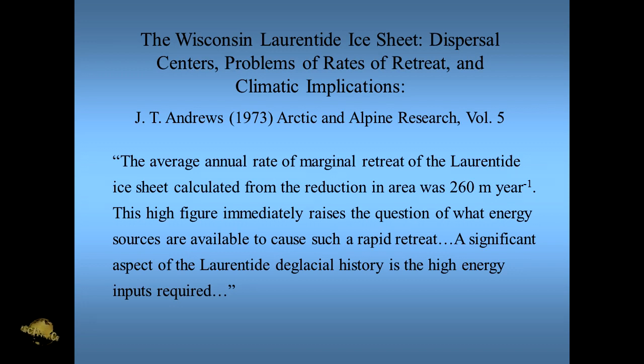And this has created the energy paradox. The energy paradox first emerged back in 1973, when they were still allowing 15,000 or so years for the whole process. If you get rid of this ice cap in 15,000 years, it has to recede 260 meters per year, and at the end of that process, it's gone. But to get rid of that much ice, it takes a certain amount of energy.